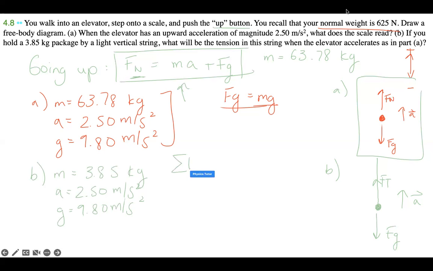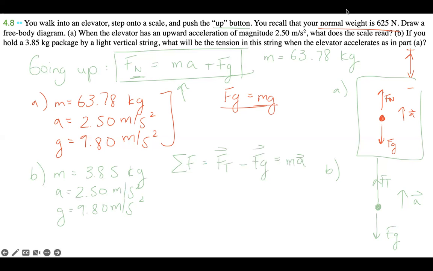So we want to write the summation of forces. Ft is in the upward direction, so that's going to be Ft minus Fg, because Fg is in the opposite direction, the negative direction, and that's going to be equal to m times a, mass times acceleration. I didn't put vectors everywhere, but it's not too important right now. Not the point of this video.